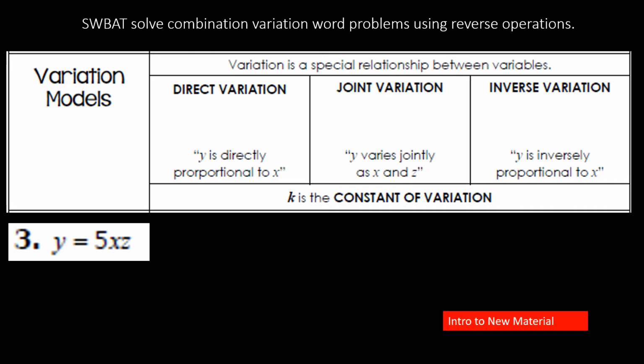So yesterday we talked about direct variation and inverse variation. Just to recall, direct variation was y equals kx, and inverse variation was y equals k over x. Joint variation, like it says here, y varies jointly as x and z. So we would see that as y equals kxz, and we do have our k. We can't forget k. So like for number 3 here, we would say that this would be joint variation.